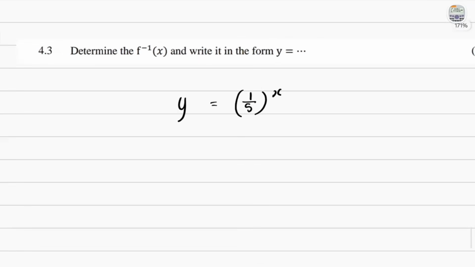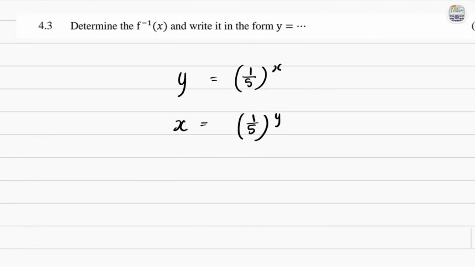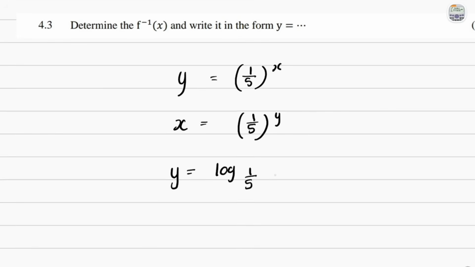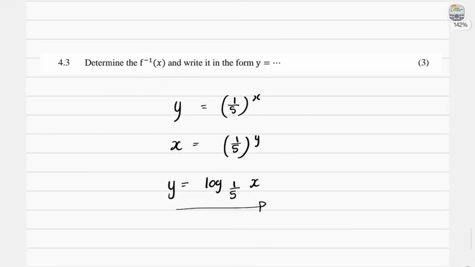Now to find the inverse, we first swap the x and y values. So x is equal to 1 over 5 raised to the power of y. And then make y the subject. To make an exponent the subject, we use log. So we'll say log, and our base is 1 over 5, and that answer was x. So y equals log of x to the base of 1 over 5, and that is our answer.